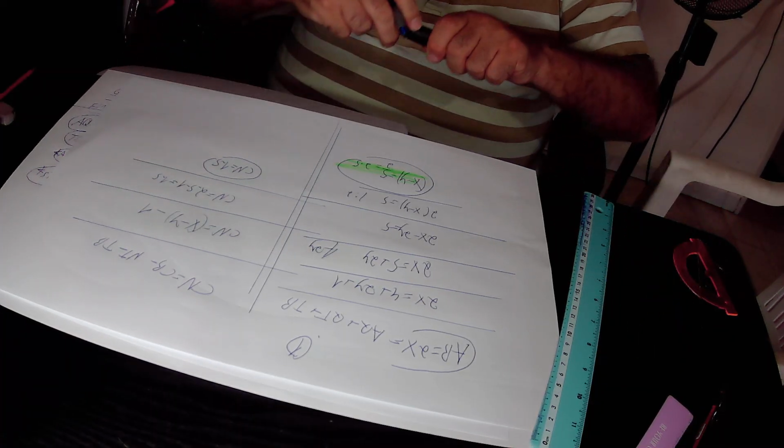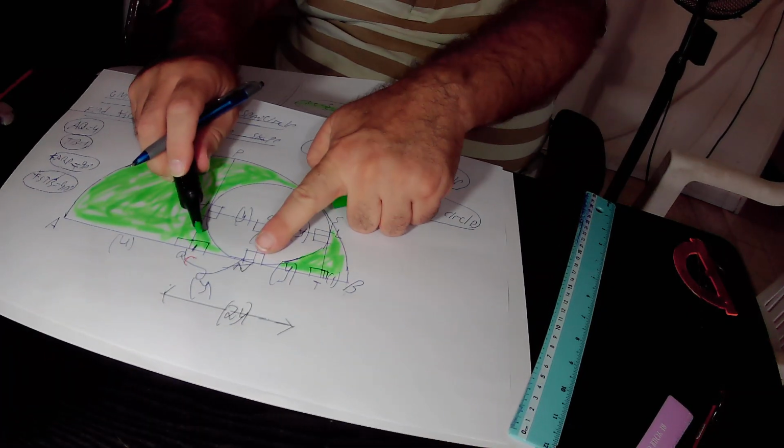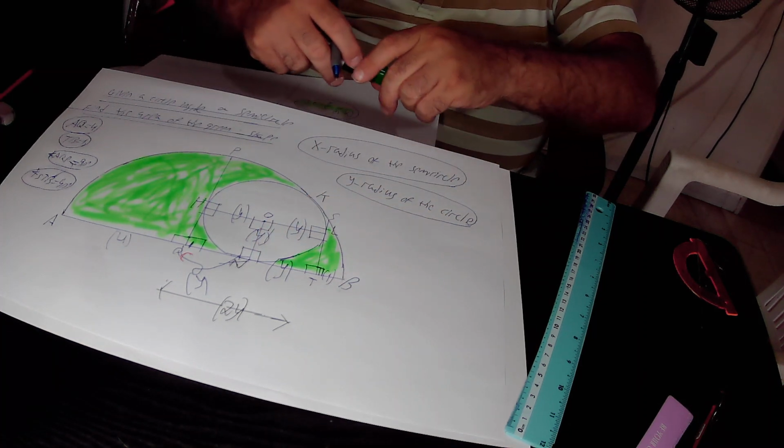So write it down here. Cn, this is 97 cm, equals 1.5 units in length.